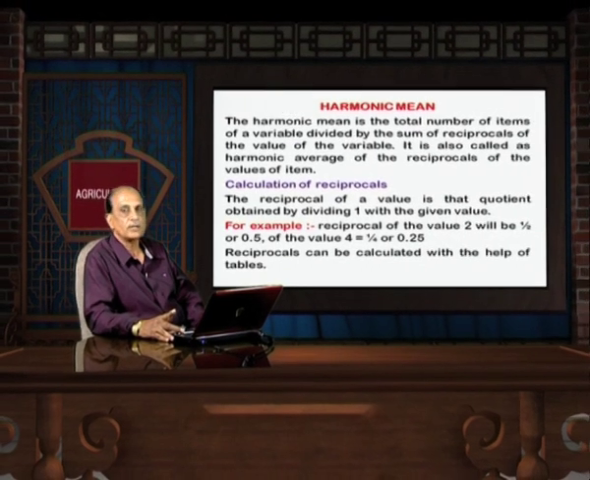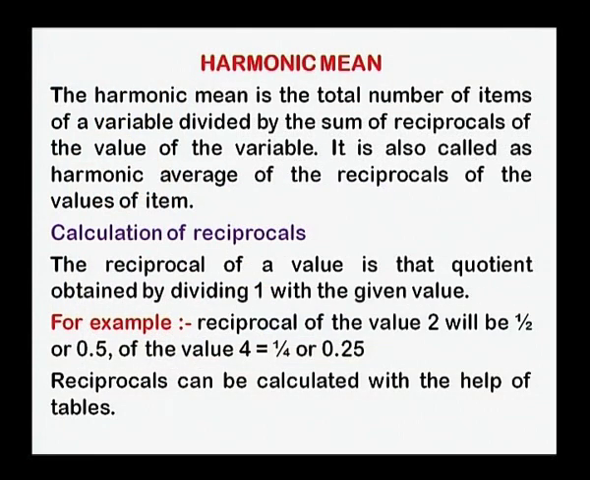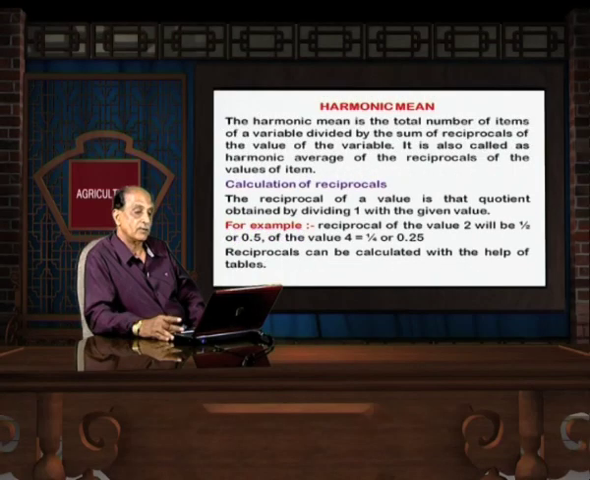Now, we discuss what is harmonic mean. The harmonic mean is the total number of items of a variable divided by the sum of reciprocals of the values of the variable. It is also called the harmonic average of the reciprocals of the values of items. So, we can say that in order to calculate harmonic mean, definitely we are required to calculate reciprocals. Otherwise, the harmonic mean cannot be calculated.